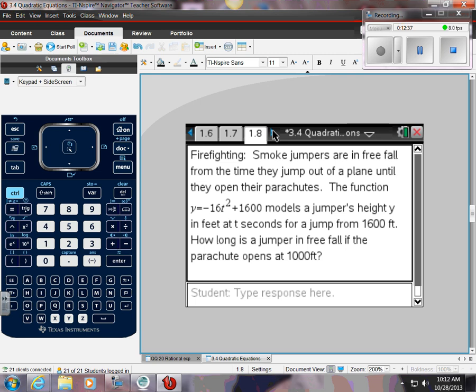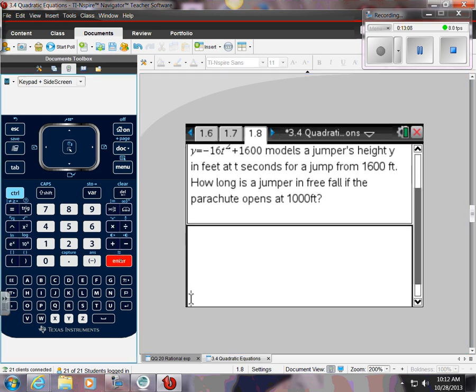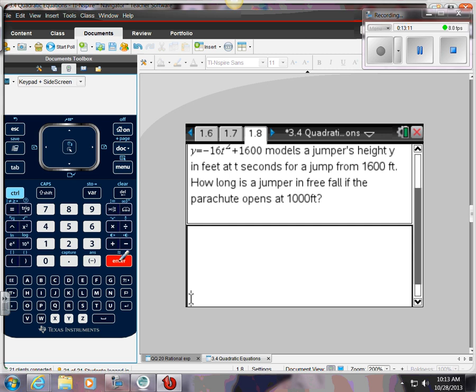How long is a jumper in free fall if the parachute opens at 1,000 feet? So again, let's talk about our variables. What's y? Height. What's t? Time in seconds. Okay. The question's asking how long, which means I'm going to be solving for what? t. Are they in free fall if the chute opens at 1,000 feet? What should I do? Where am I going to substitute 1,000? For y. Very good. Okay, so we're going to have as our equation 1,000 equals negative 16t squared plus 1,600.